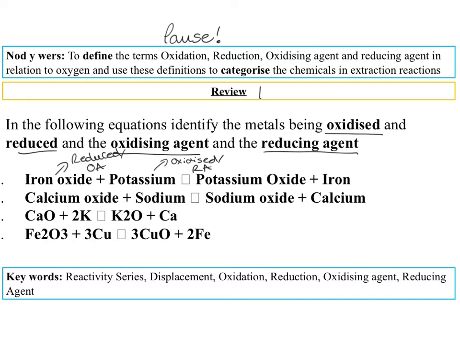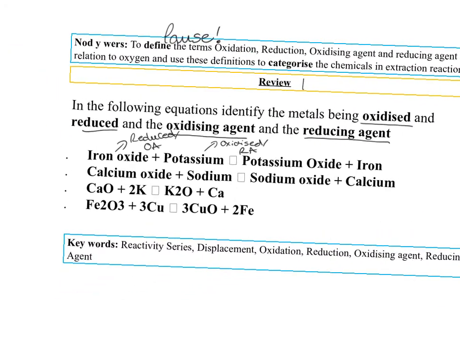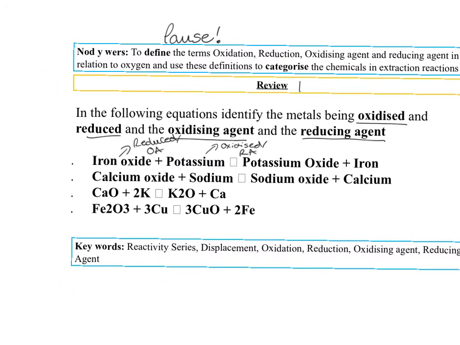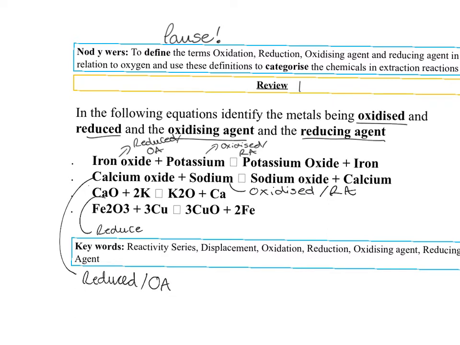Number 2 then. Calcium oxide is the one being reduced, and that would be the oxidizing agent. Sodium is the one being oxidized, and that would make it the reducing agent. These ones then, they don't have the words, they're just the symbols. So that one's the one being reduced. It's the oxidizing agent, and then that one is the one being oxidized, and it's the reducing agent.